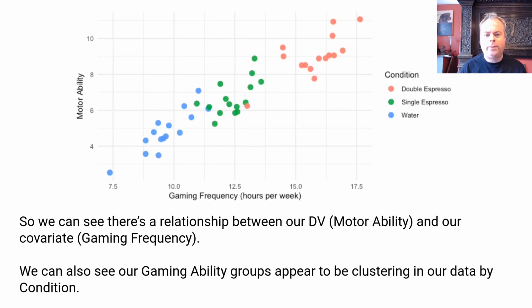So let's do a little visualization. We're also going to represent our three different experimental groups using different colors. If we ignore the colors just to begin with, we can see the relationship between our dependent variable on the y-axis, motor ability, and our covariate of gaming frequency.